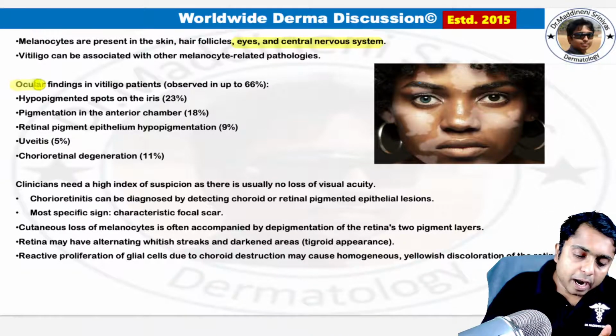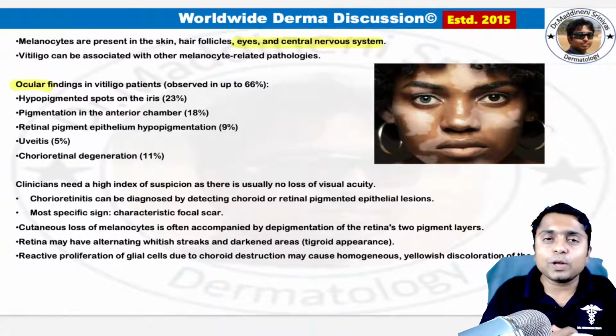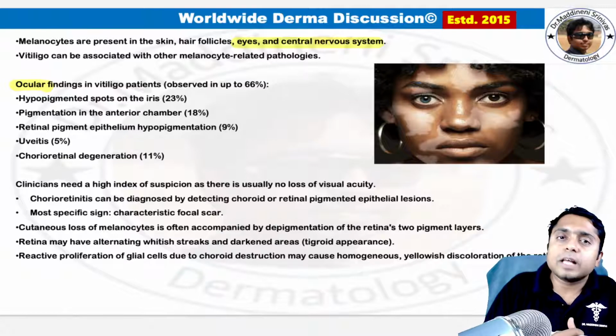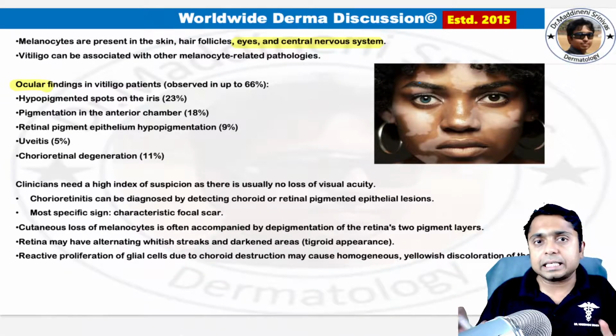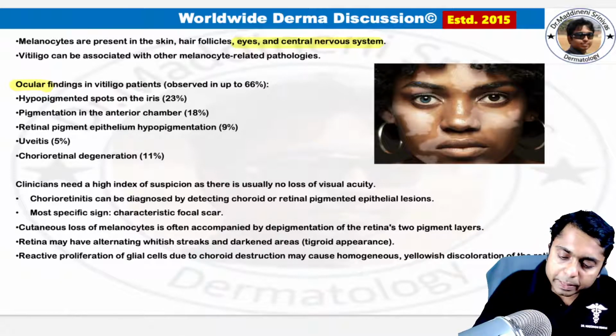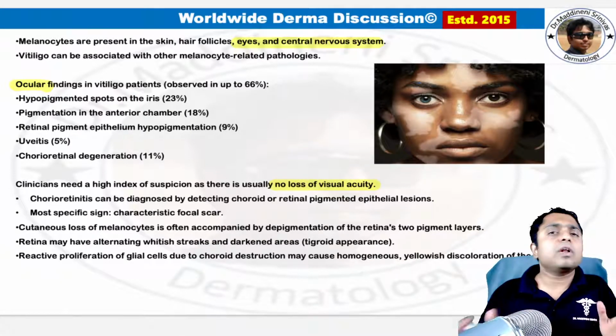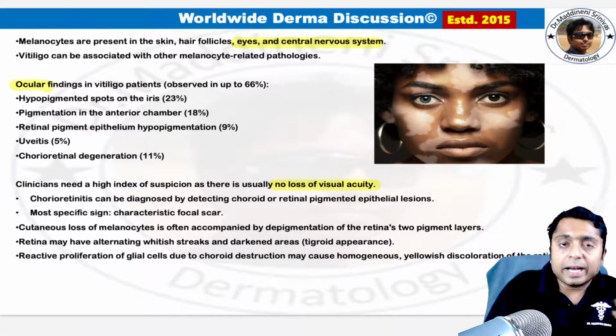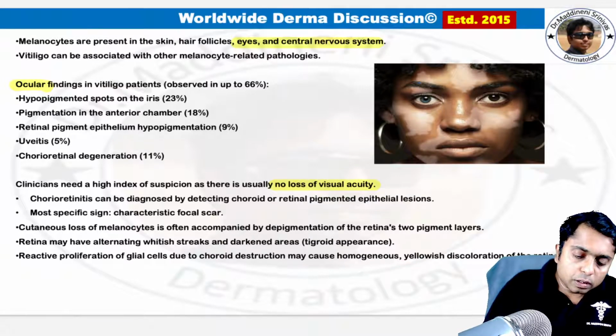Very important. You have to remember this whenever a patient of vitiligo comes. What we have to do? We have to refer the patient to the ophthalmology department just for a checkup, general examination. Why? Because patients will not be having any loss of visual acuity, but there can be findings which only examination by ophthalmologists may reveal. So what are all those things?